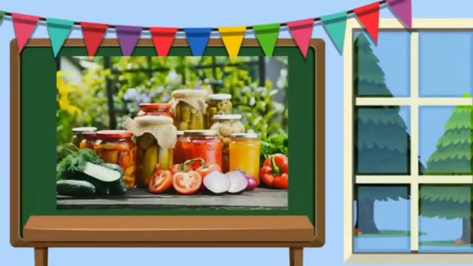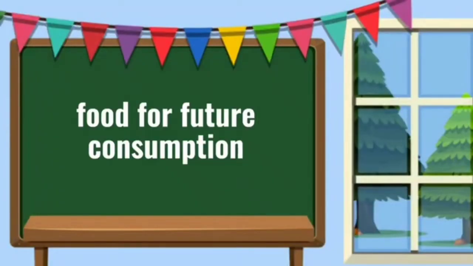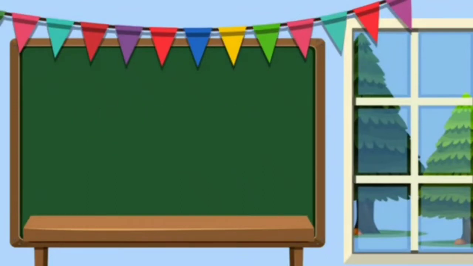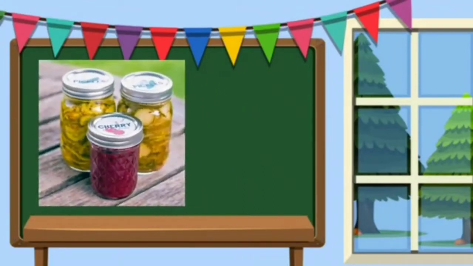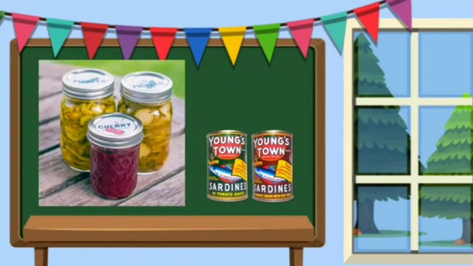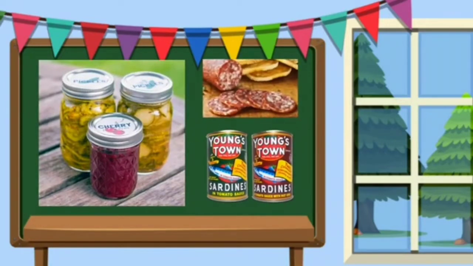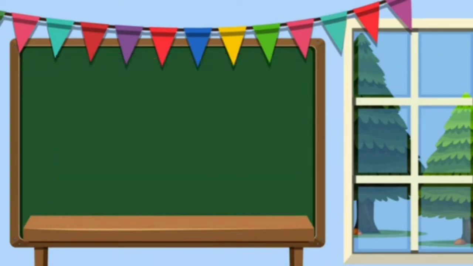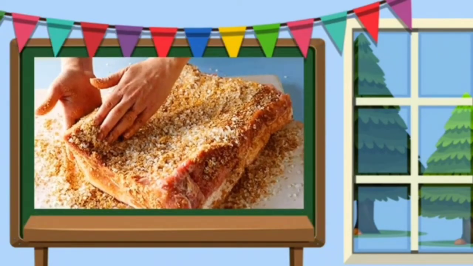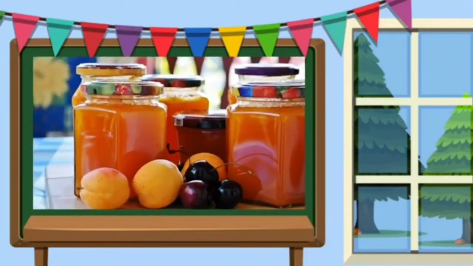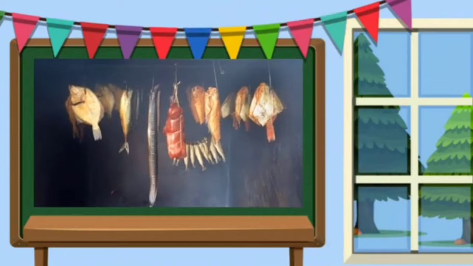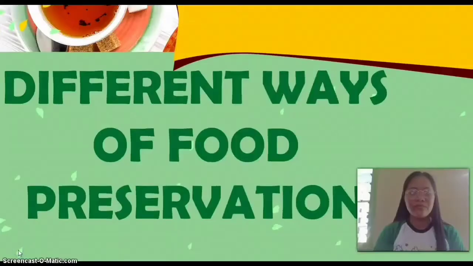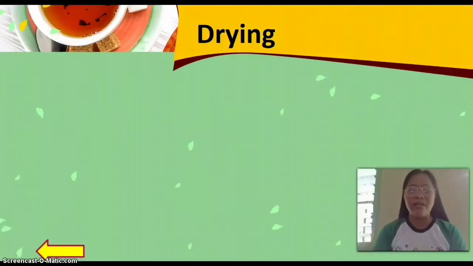Preservation is the process of preparing food for future consumption by preventing its spoilage. The proper storage and preparation of food for future use has been a major concern not only of the family but also of the food industry. Food preservation is the answer to the problem of inadequate food supply as well as the need for nutritious and palatable meals for the family. Here are the different ways of food preservation.